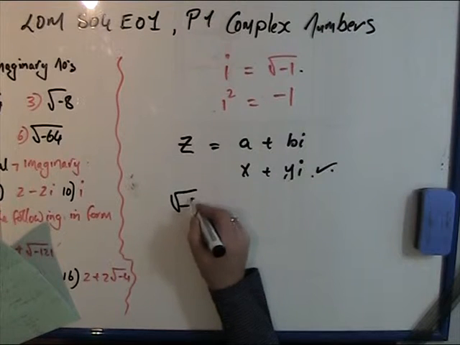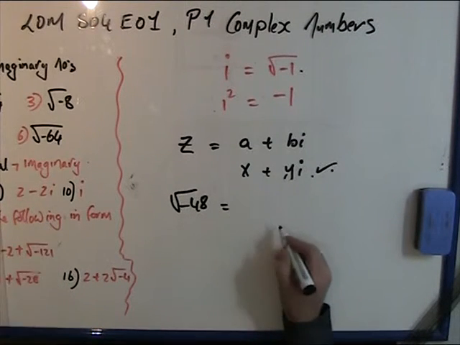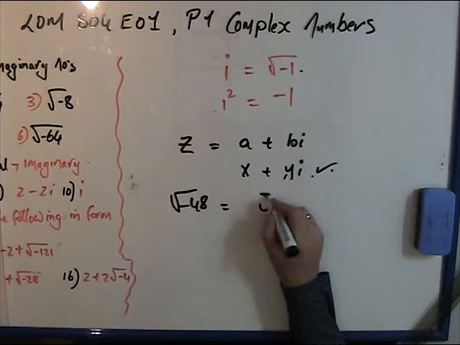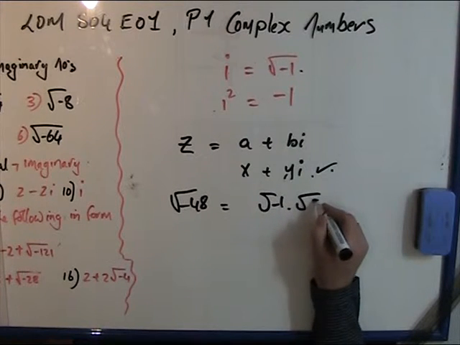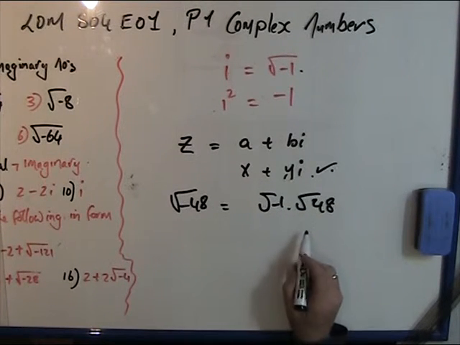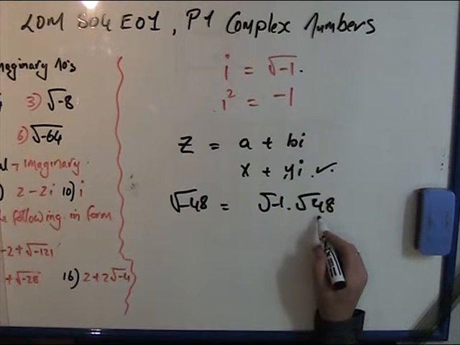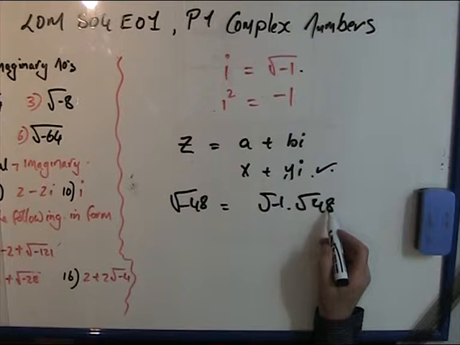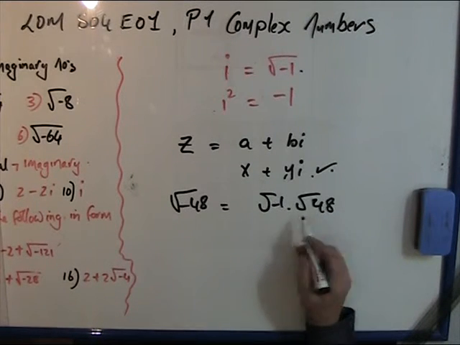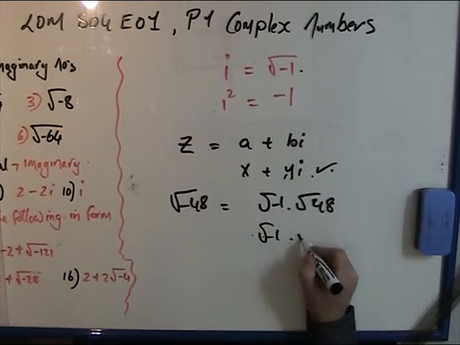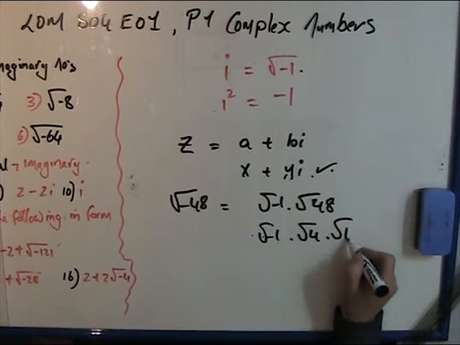So what's the square root of minus 48? Well, that's the same as the square root of minus 1 times the square root of 48. Now, we know that the square root of minus 1 is equal to i, and now we have to get the square root of 48. The square root of 48 also breaks up into 4 times 12.